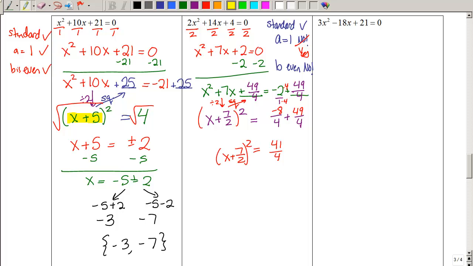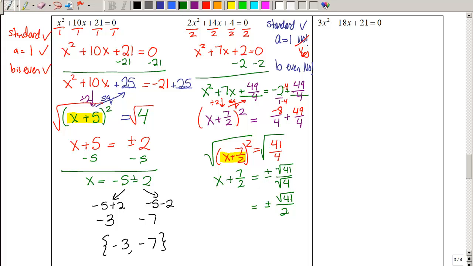Notice that x plus 7/2 quantity squared is an expression squared, and it's isolated, which allows me to finish my problem using the square root method. So I'm going to now take the square root of both sides, leaving me just the expression x plus 7/2 on the left-hand side equals, and every time you take the square root of both sides, you have to take the plus or minus part, leaving me with plus or minus square root of 41 over the square root of 4.